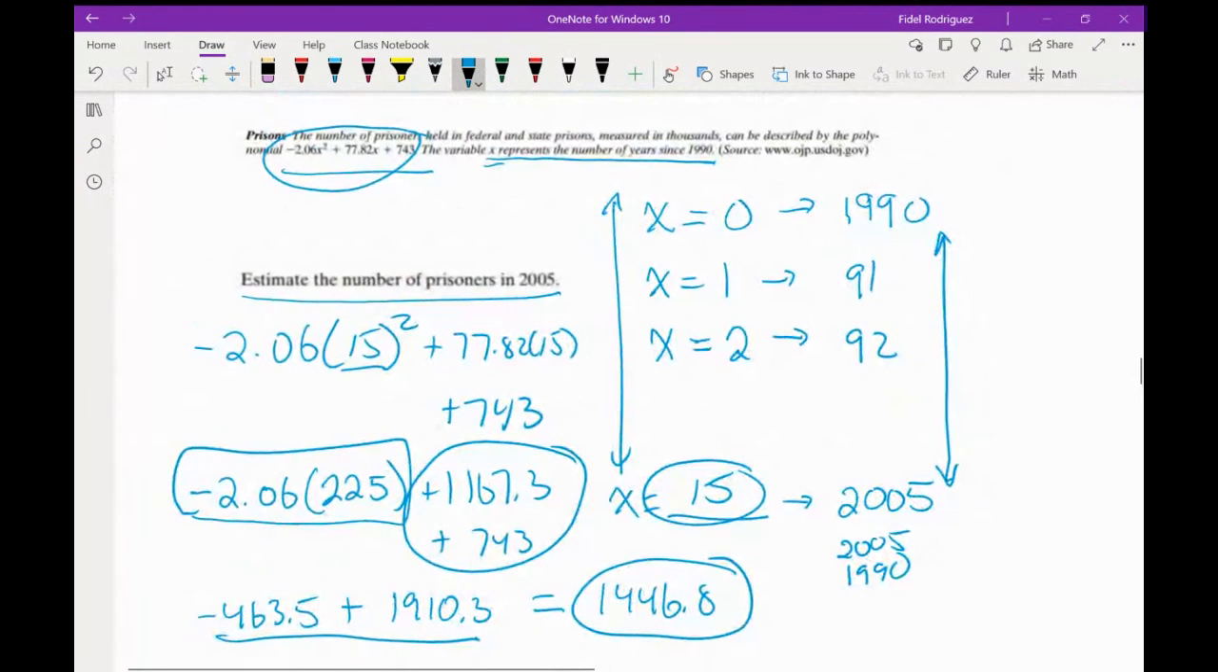So this is the number of prisoners, and this here is in thousands, okay? So that's the number of prisoners we have in the year 2005 in thousands. And so again, I want you to think about this problem for a minute, guys. You know, there was a little bit of work that I had to do because I had to figure out, number one, what was the number that I was going to be plugging in for x, okay?